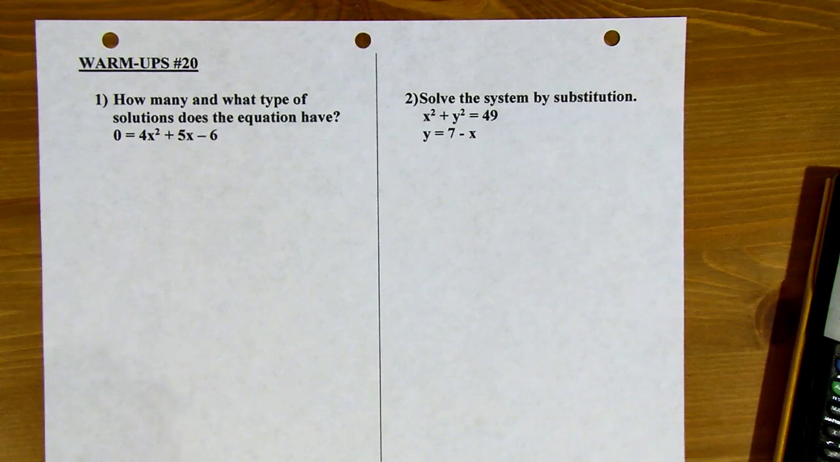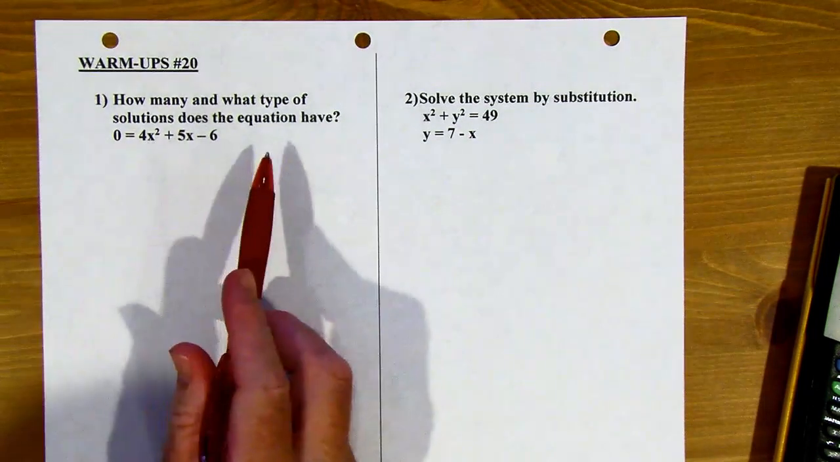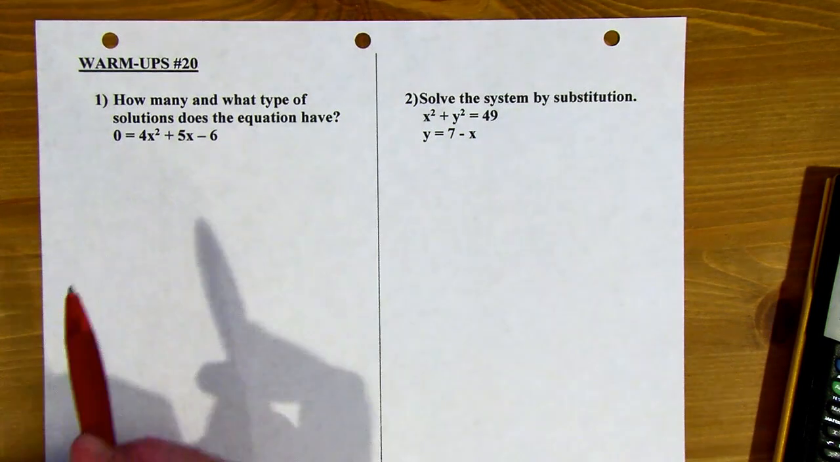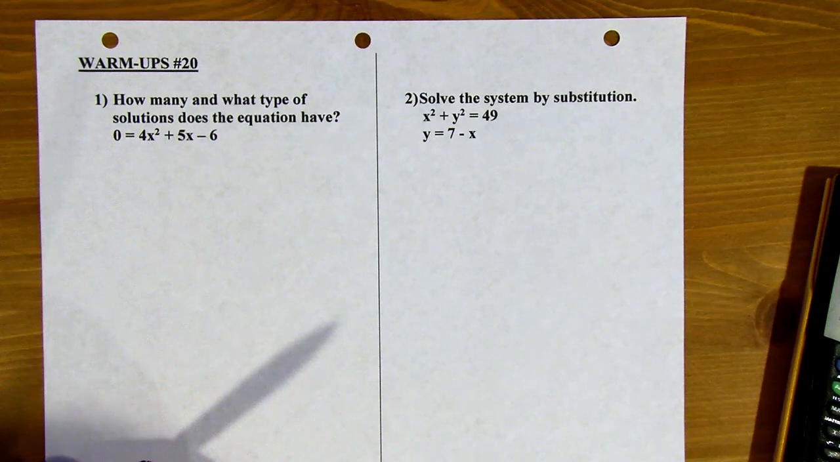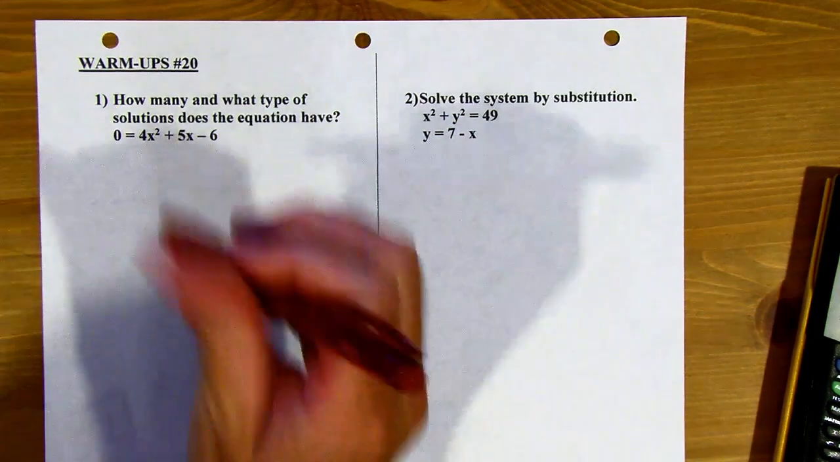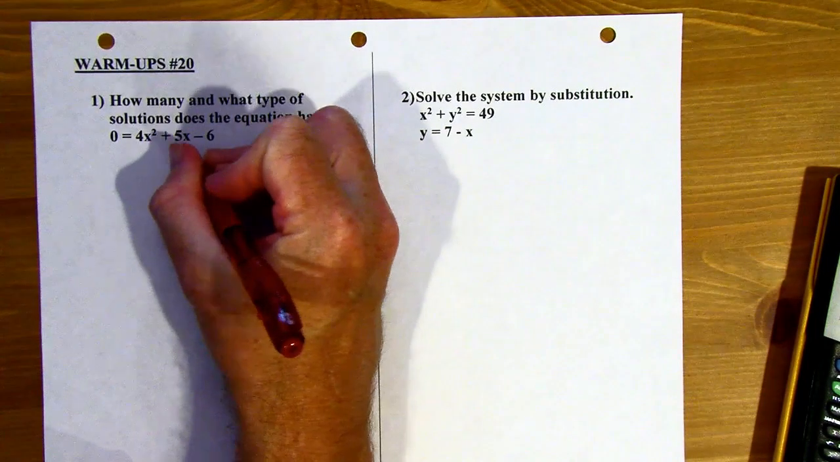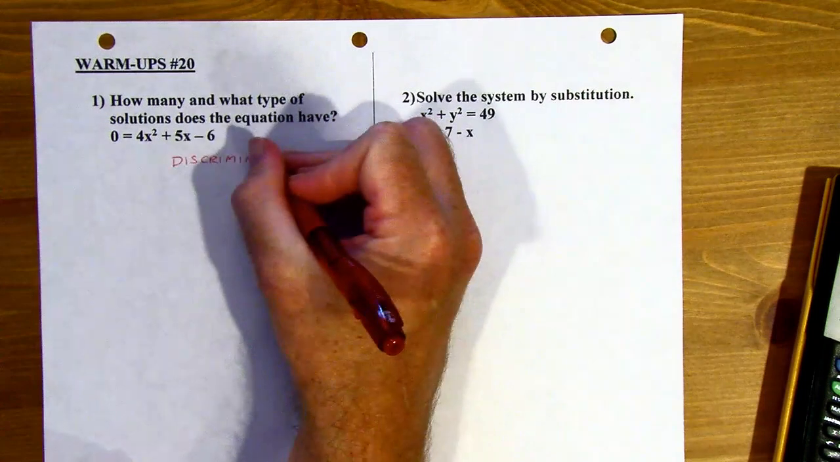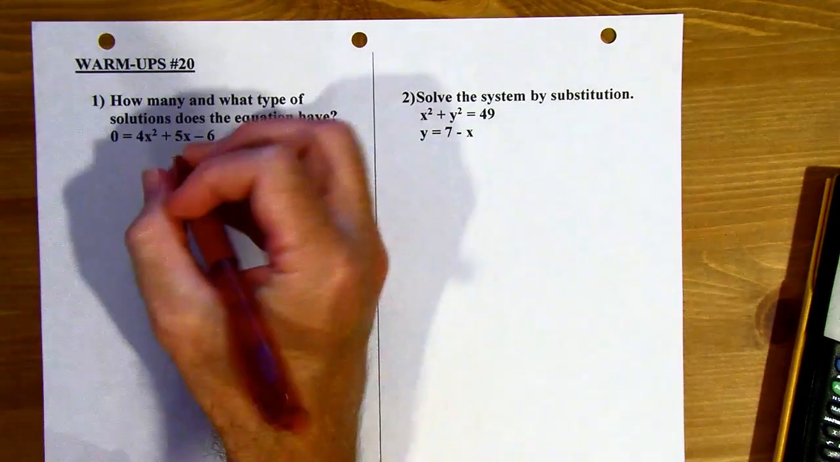Here's warm-up number 20. How many and what type of solutions does the equation have? So I've got a quadratic equation here, and I could solve the equation for x and just see what kind of solutions I get, but a nice little shortcut is to use what's called the discriminant. And it's the part under the radical in the quadratic formula.